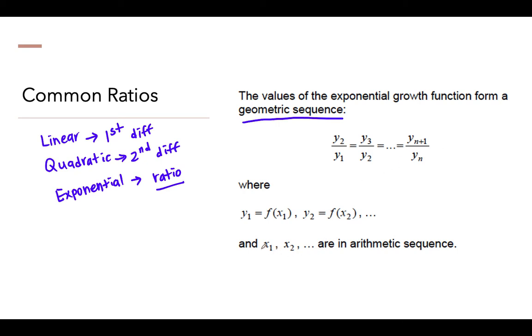Given that the x values are in an arithmetic sequence, meaning they are increasing by the same number or decreasing by the same number. So keep in mind, if you want to look at a table of values and see if it's exponential or not, look at the ratio and see if it's constant. If it's constant, that means it's going to be an exponential graph.